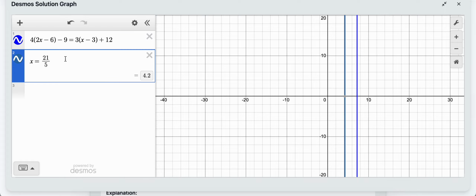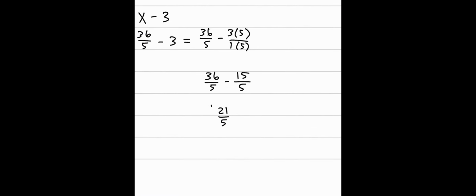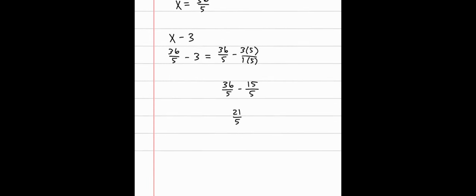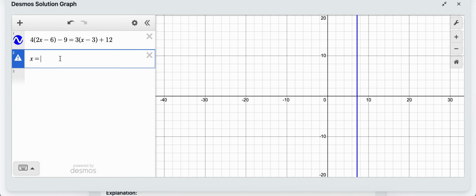We didn't find that x was equal to 21 over 5. We found that x minus 3 was equal to 21 over 5. X was equal to 36 over 5. Let me pull that up real quick. Yeah, I got confused. I put in x is equal to 21 over 5, but that's what x minus 3 is equal to. X is actually just equal to 36 over 5, right? That's what we calculated, right? So Desmos actually just calculated that for us. We got that x is equal to 36 over 5, which is the same thing as 7.2, right?